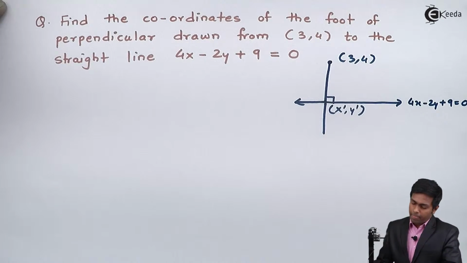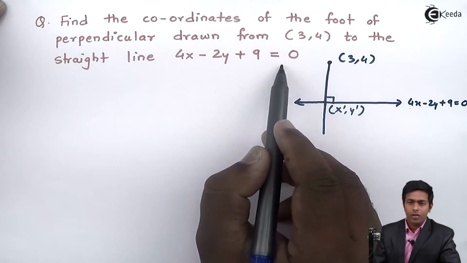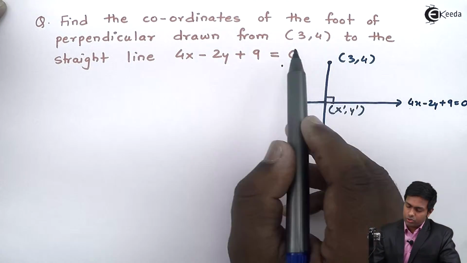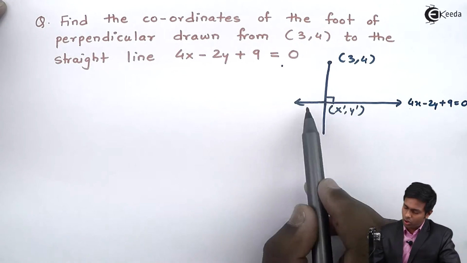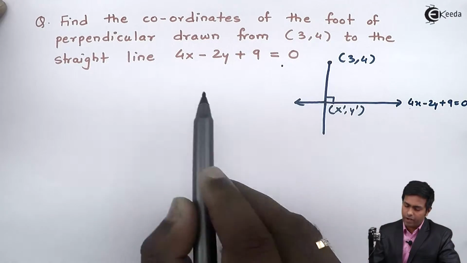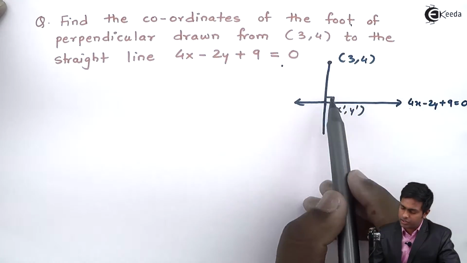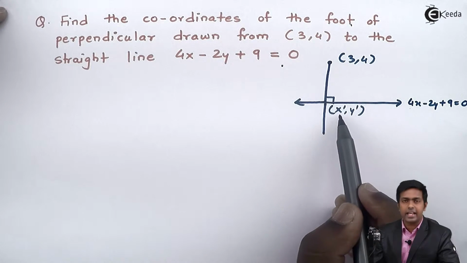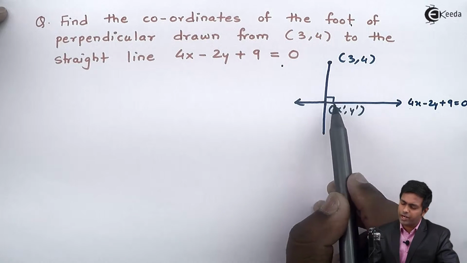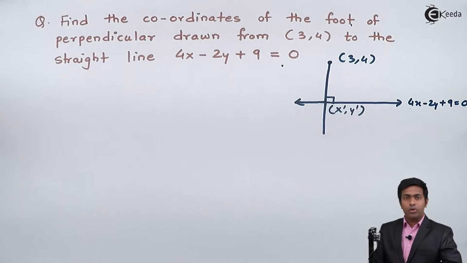So here we have visualized the thing. This is the straight line. This is the point from which the perpendicular is drawn on this given straight line, and we have to find out the coordinates of the foot of the perpendicular. This is the foot, and the coordinates right now we don't know, so I am assuming them as x' and y'. So we have to find out the values of x' and y'. Now the question is how to start with the solution.